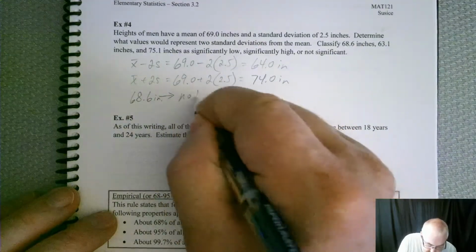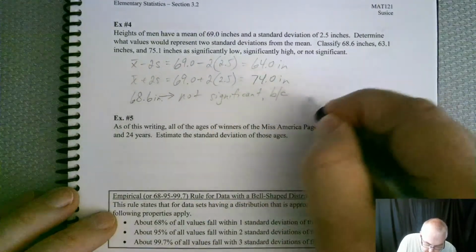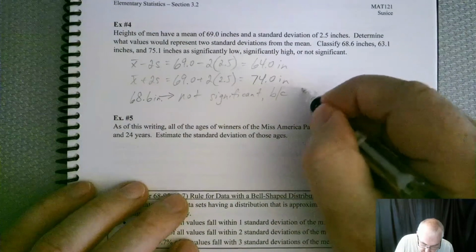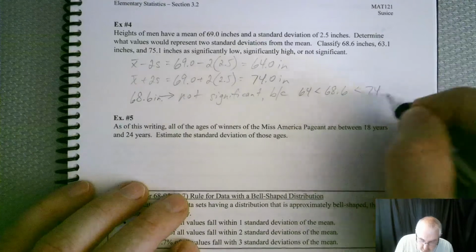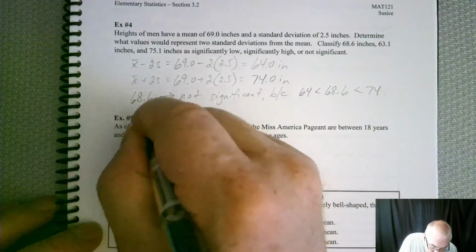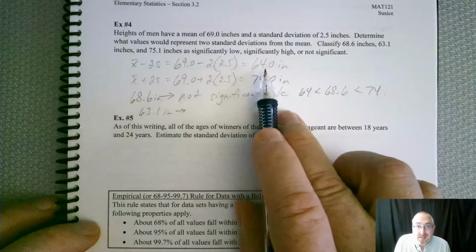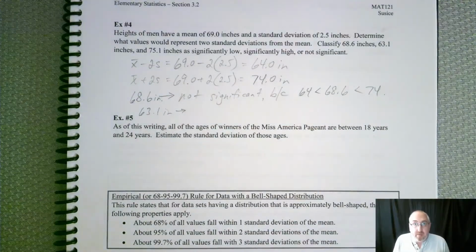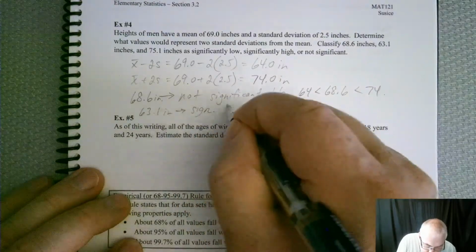So this is not significant, and you can use inequalities to show it. We can say 64 is less than 68.6 is less than 74. Boom, done. The other one, 63.1 inches: if we compare it to our smallest, it's smaller than it. If it's smaller, then it's outside of that middle interval we're looking at. So this would be significantly low.